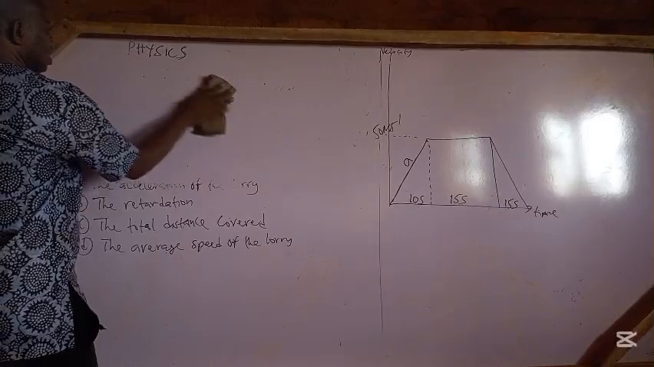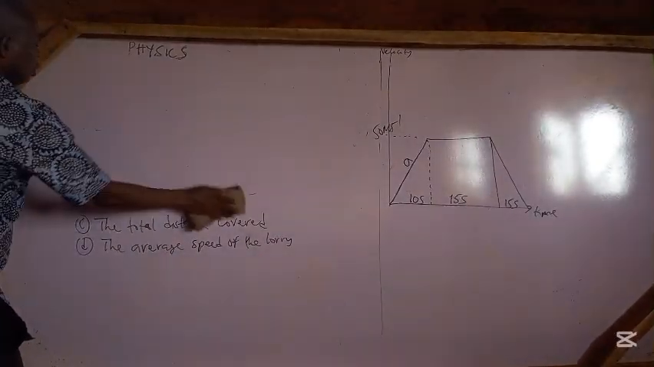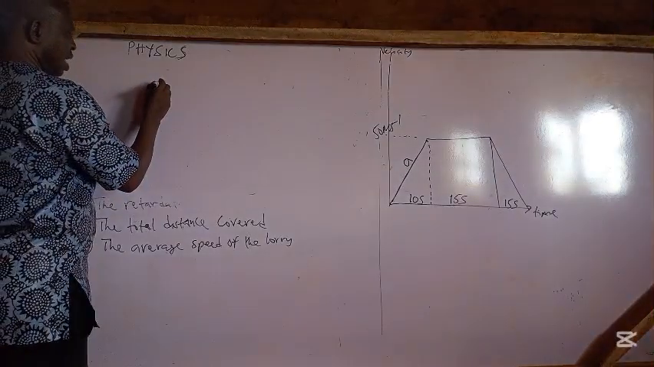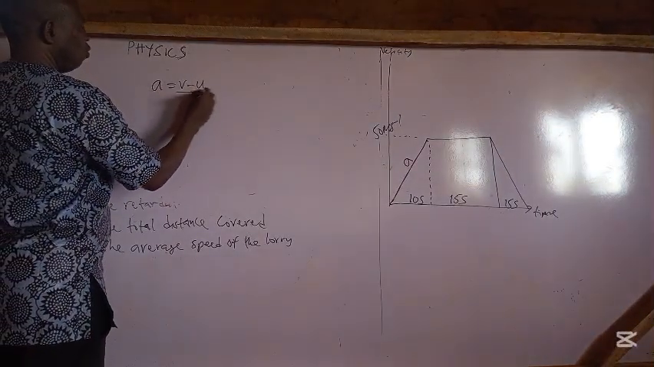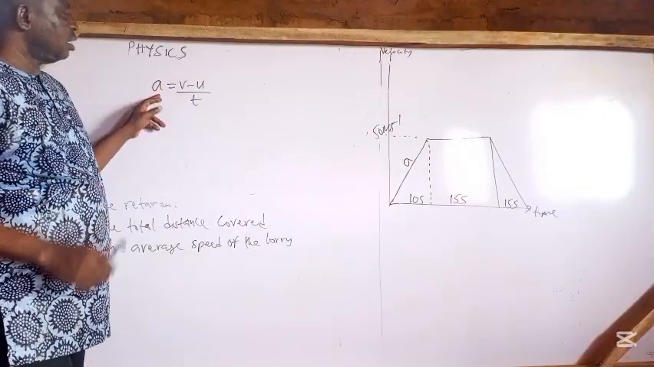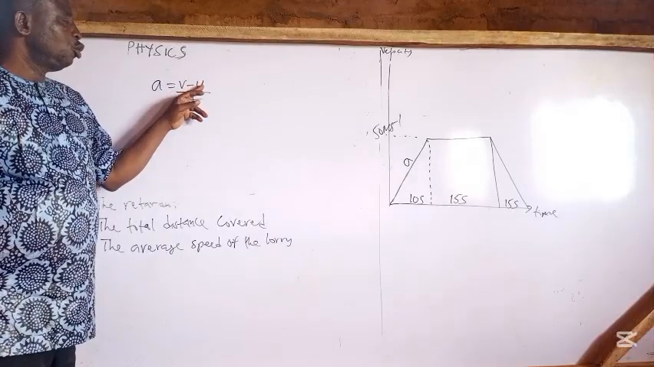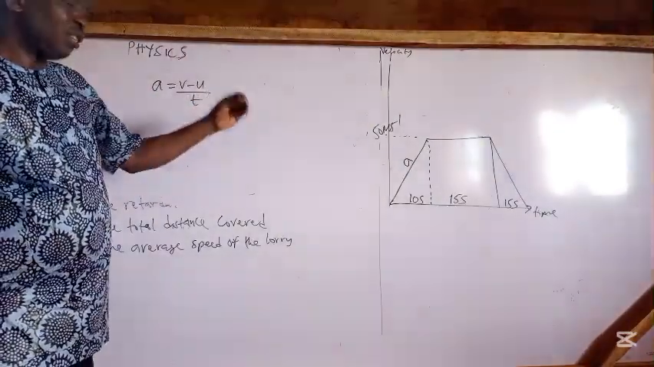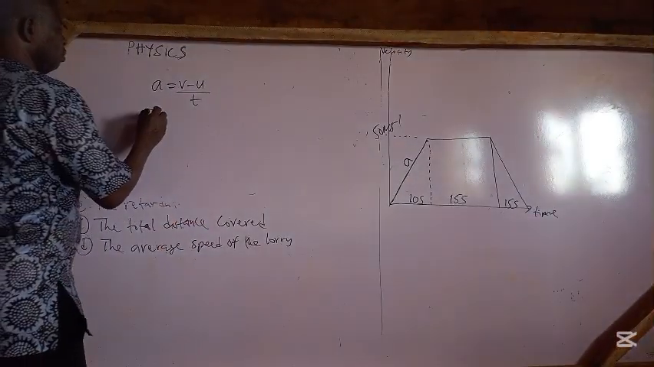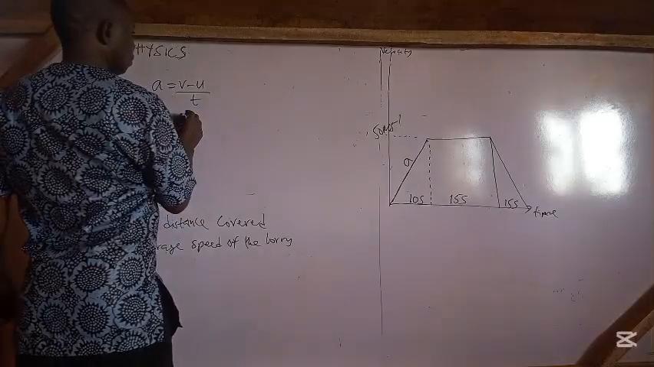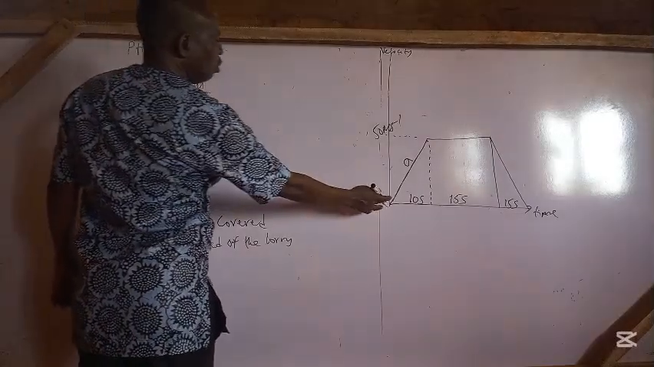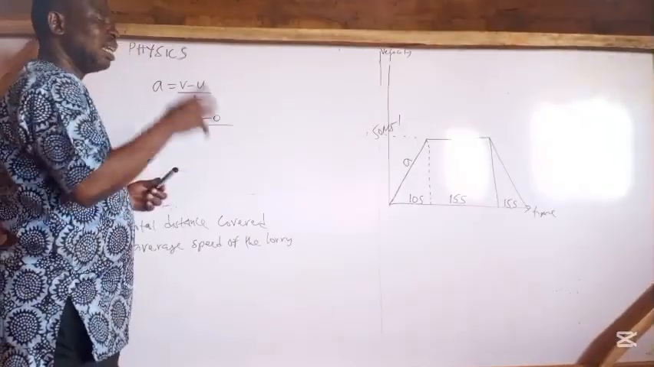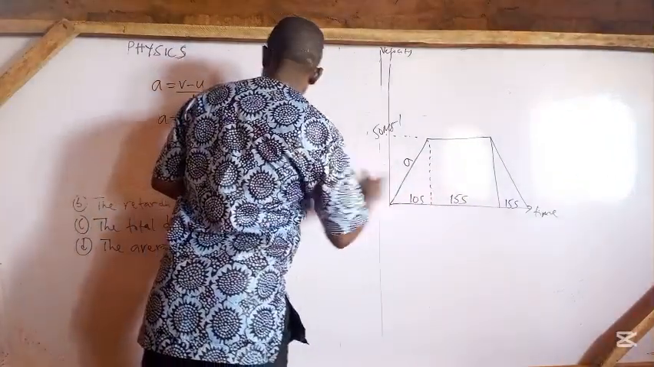Acceleration is change in velocity over time, which means a equals v minus u over t. a is acceleration, v is final velocity, u is initial velocity and t is time. Because we are asked to find the acceleration of that first journey, the final velocity is 50 minus u, which is 0 because it starts from rest, over the time for the acceleration. Don't add everything. This time alone, 10 seconds.